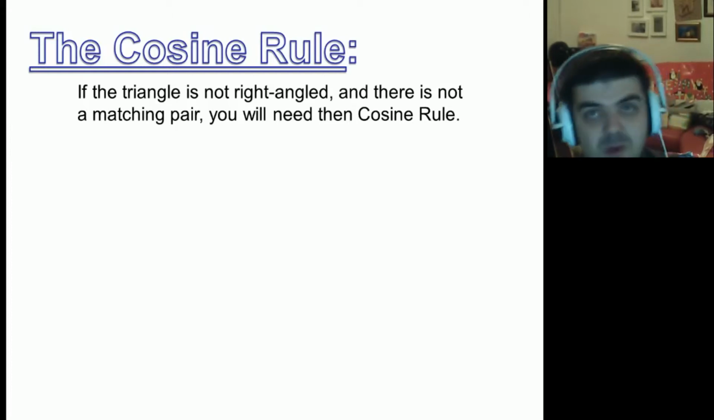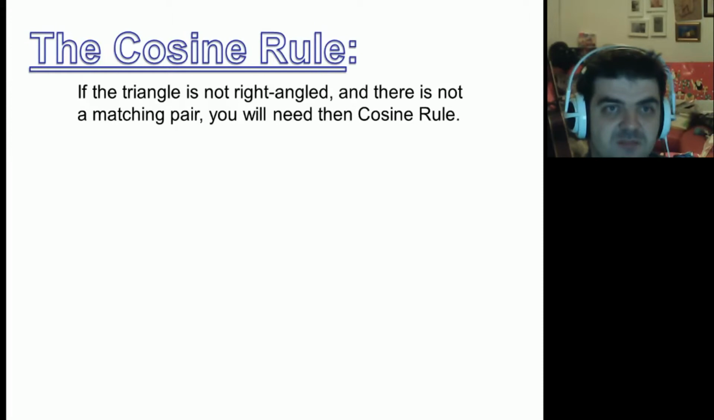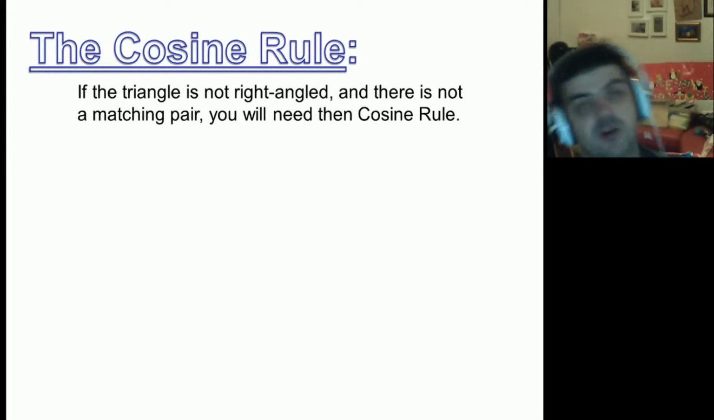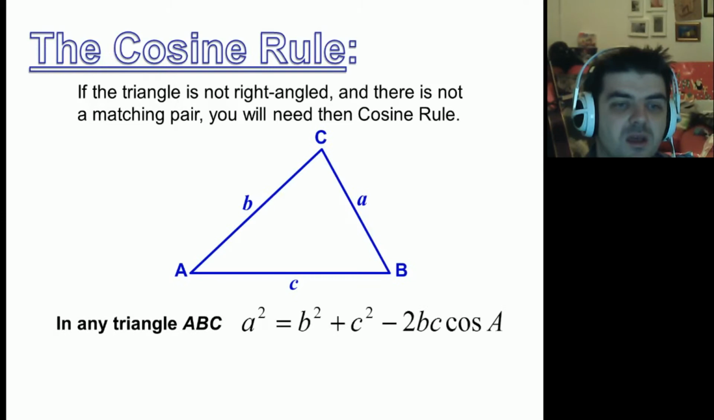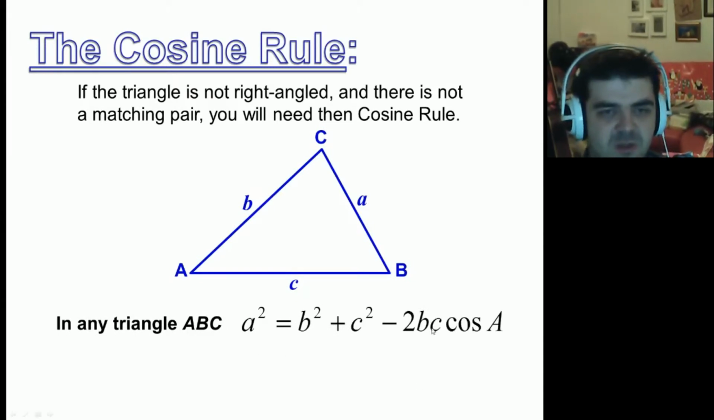Cosine rule is what we use when we have all other triangles. So if the triangle is not right angled and there's not a matching pair, use the cosine rule. Here's a triangle ABC. This is the formula: A squared equals B squared plus C squared minus 2BC cos of A. There are also different versions of it.